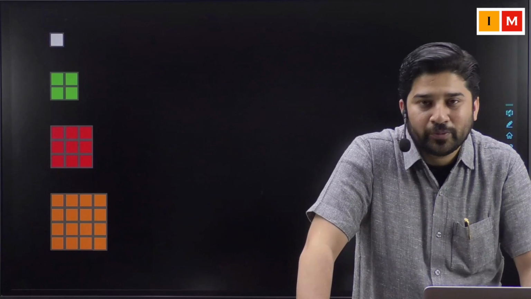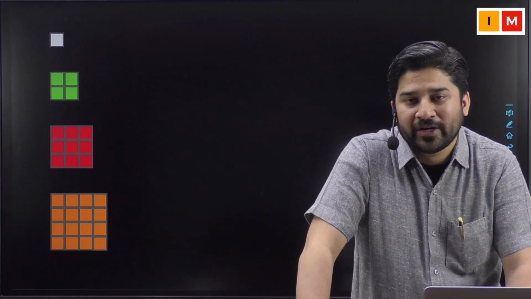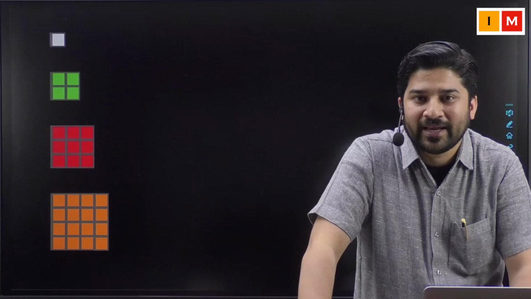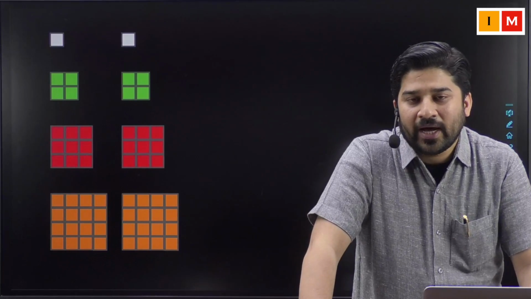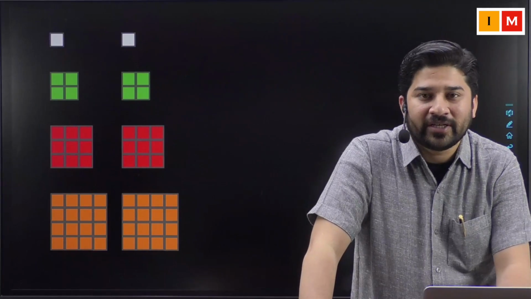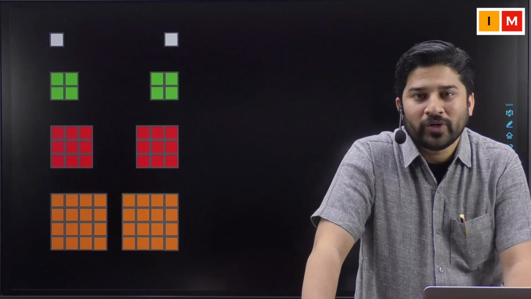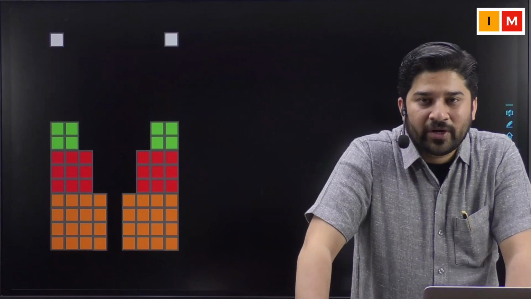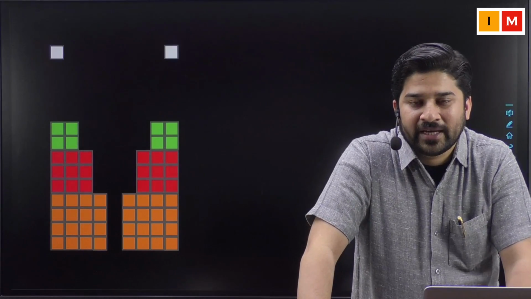Now I want you to build one more copy of 1 square, 2 square, 3 square and 4 square, something like this. Now I'll try to align the 1 square, 2 square and 3 square of the second copy, something like this. Then I want you to place the square of 3 over the square of 4, something like this. And then the square of 2 over the square of 3, and then the square of 1 over the square of 2, something like this.